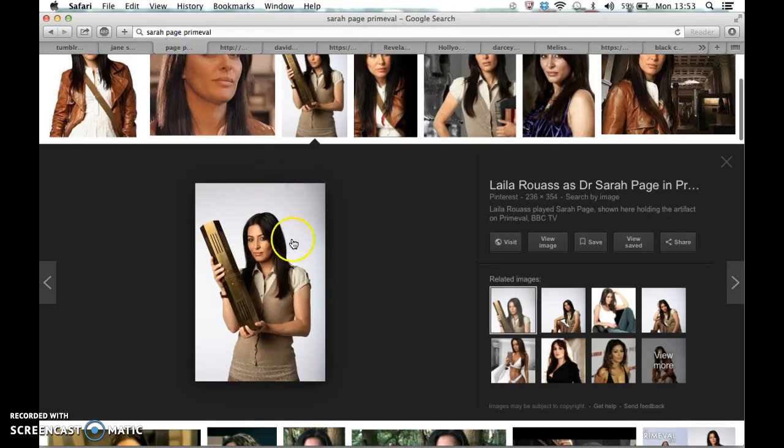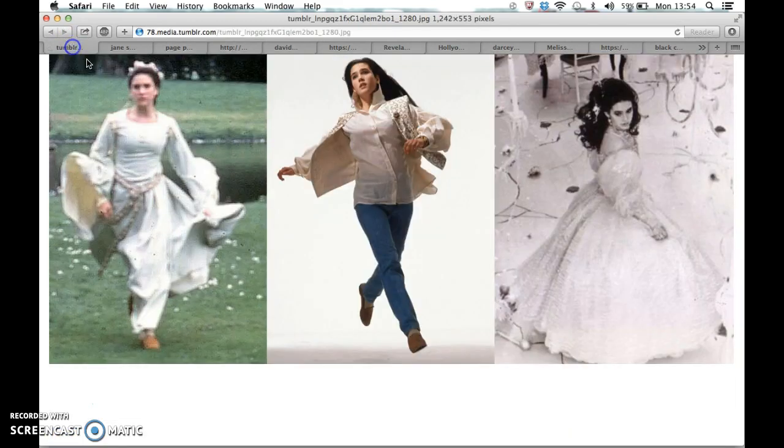Anyway, so also this character in Primeval, she's called Sarah Page. So page, just like you have pages of a book. Now, remember the Labyrinth book, but also remember that Alice in Wonderland was originally a book. Also remember that Cinderella had blonde hair, just like Alice in Wonderland has blonde hair.